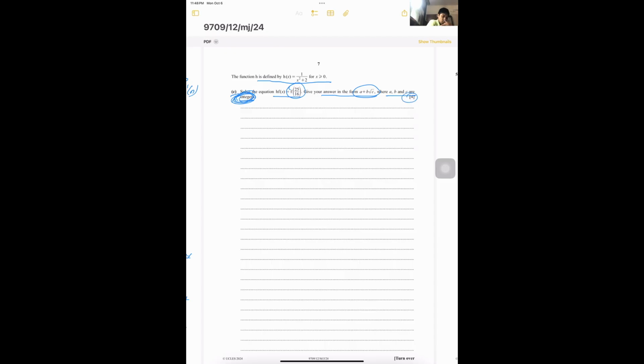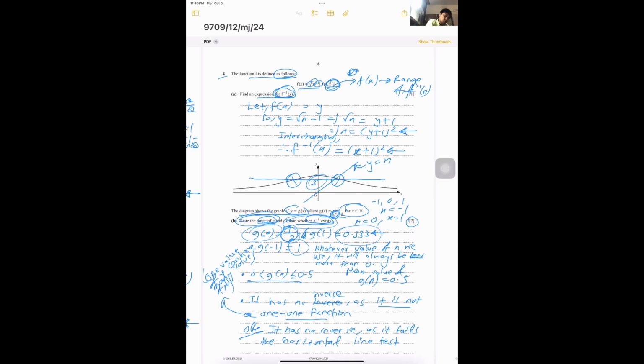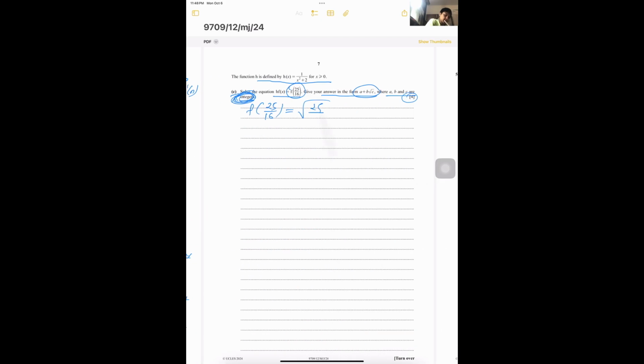4 marks we have. First, let's find out what is f(25/16), which is root of 25/16 minus 1, which is 0.25. Now let's find out h(f(x)). So inside the function h, we have to put in f(x). f(x) is root x minus 1, whole squared plus 2, which is 1 by x minus 2 root x plus 3.